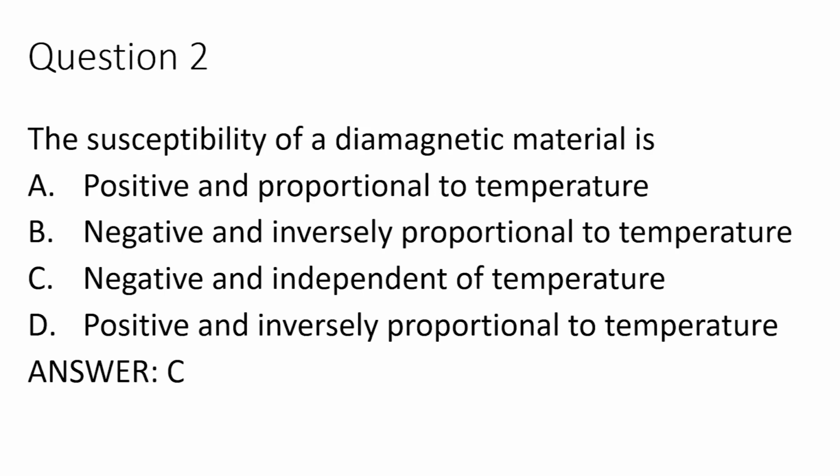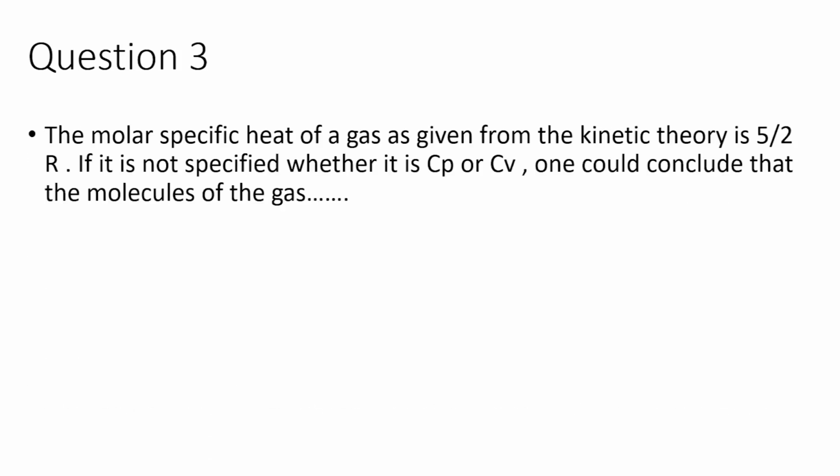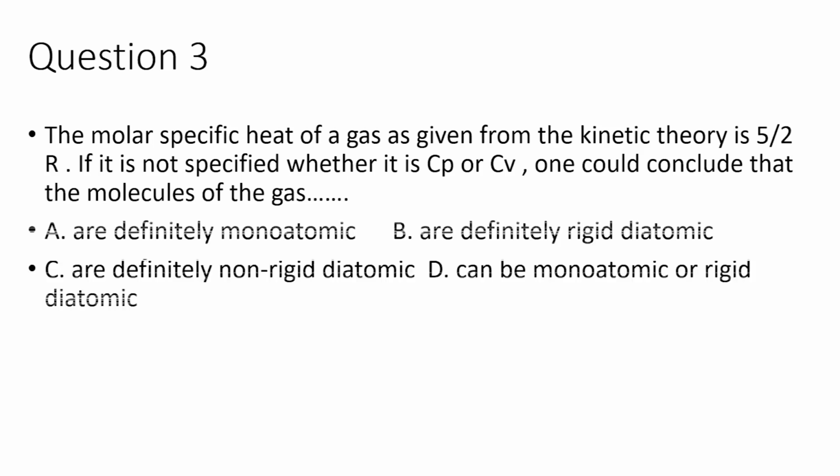Let us see the next question. Question number 3. The molar specific heat of a gas as given from the kinetic theory is 5 by 2 R. If it is not specified whether it is Cp or Cv, one could conclude that the molecules of the gas: A, are definitely monoatomic; B, are definitely rigid diatomic; C, are definitely non-rigid diatomic; or option D, can be monoatomic or rigid diatomic. So let us see how we can solve this.